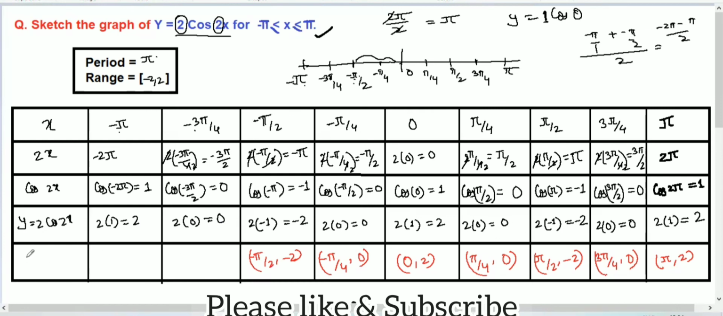Now what will be the coordinate point, which is x and y? So x is minus pi, and what y we got here? 2. So coordinate point is minus pi, 2. And then here minus 3 pi over 4, 0. So this is the table ready here.